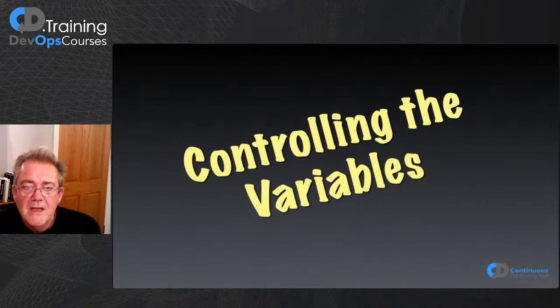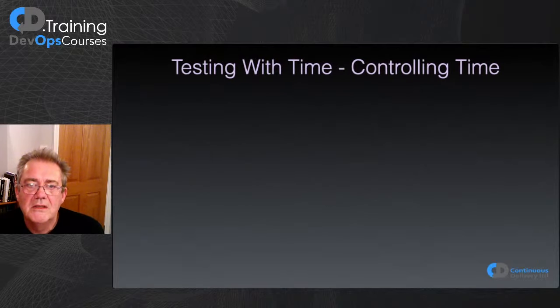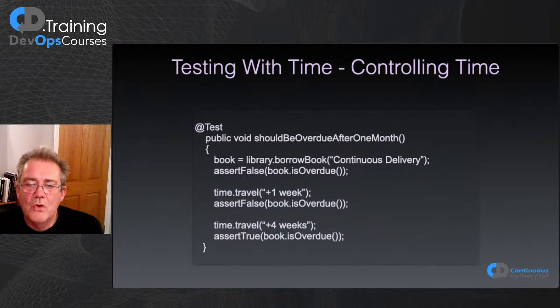The next key idea to think about is the idea of controlling the variables. A good example of that is testing with time. Time is one of those awkward variables that tends to run on behind our backs.